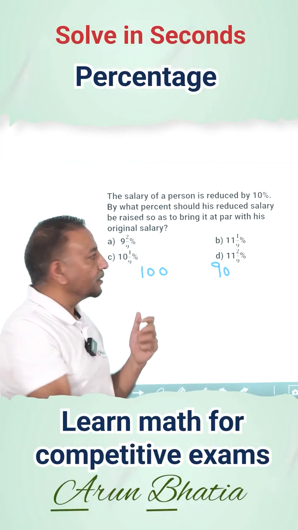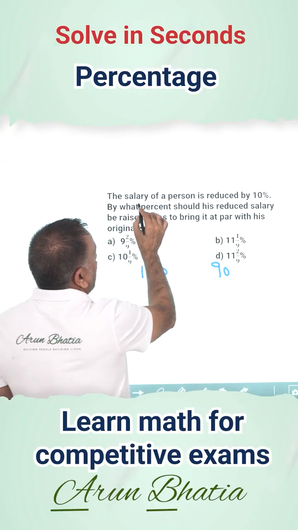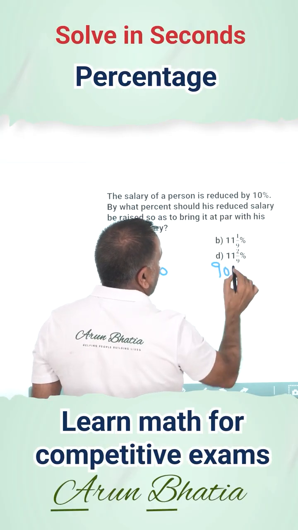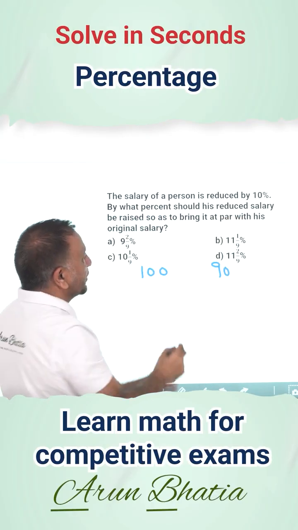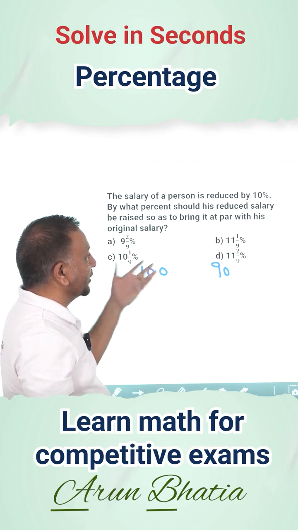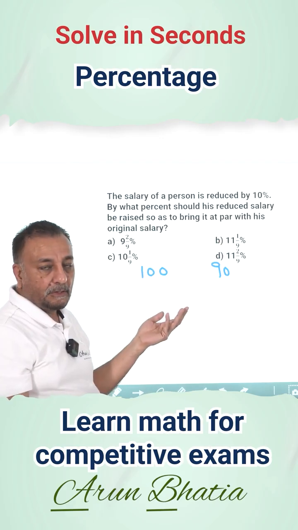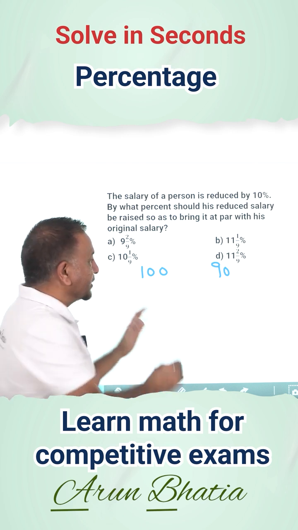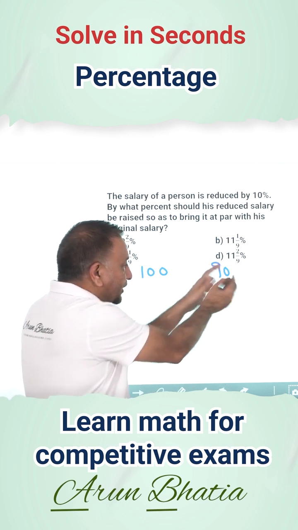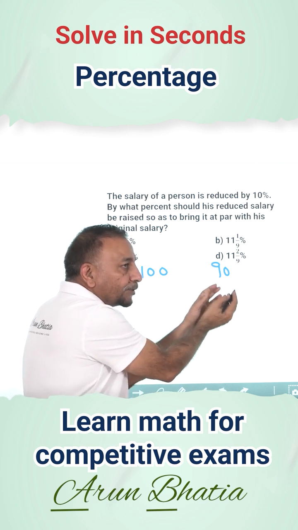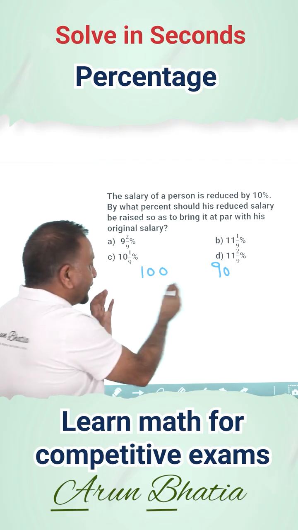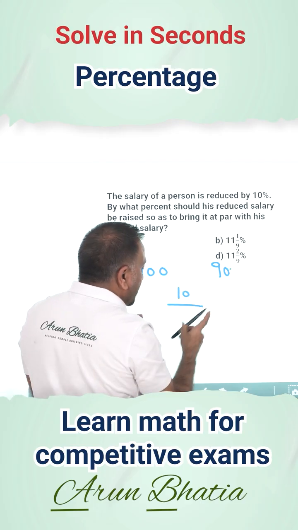Understand the statement. So the statement is like this. The salary of a person is reduced by 10%. By what percent should his reduced salary be increased so that it can again become the same salary? Or I can say in simple words, the salary is reduced by 10%. How much does this salary need to be increased so that it can again become 100? The difference is 10. This we need to increase.